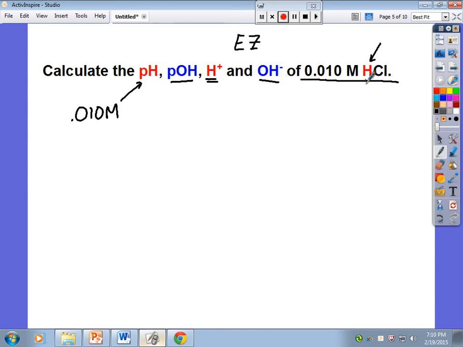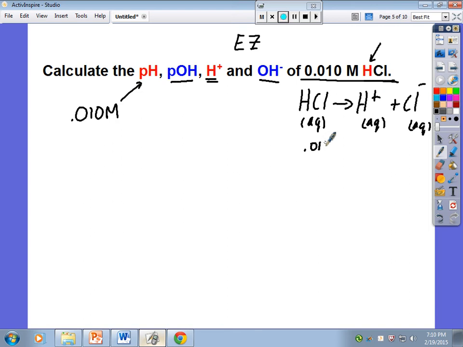Well, what is this right here? This is a strong acid, which means I have HCl aqueous, which has a single arrow, completely dissociating into hydrogen and chloride ions. Meaning, if I have 0.010 molar of this, and I have none of it left, aren't I going to have 0.010 molar of this and 0.010 molar of chloride ions?